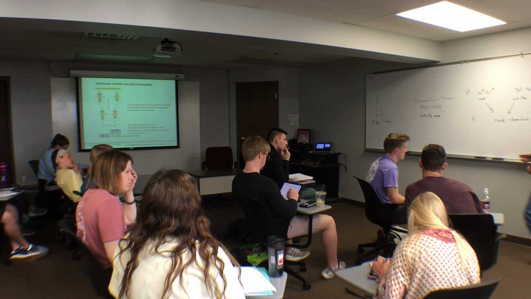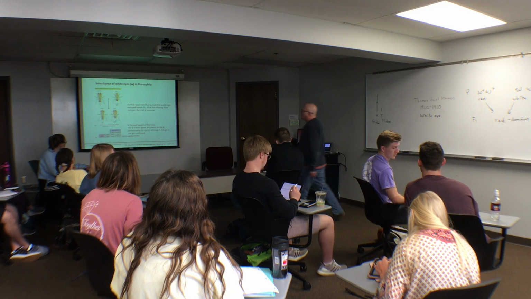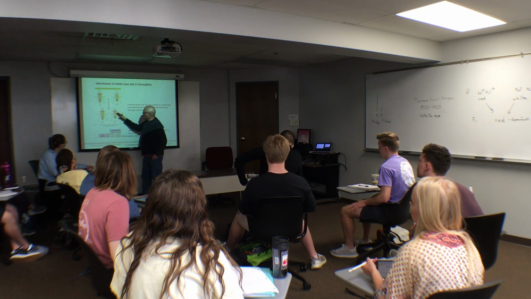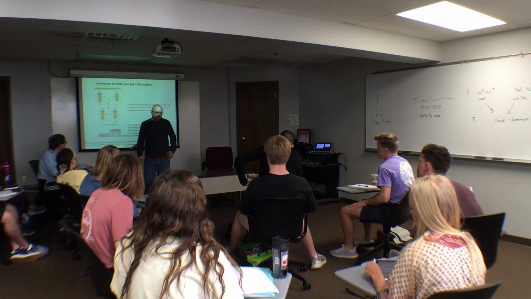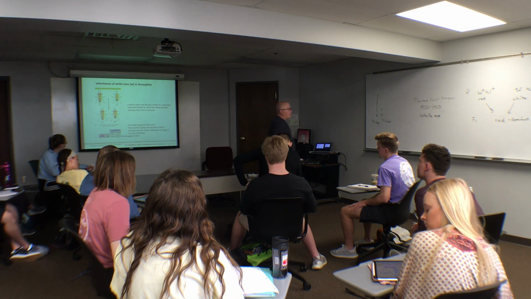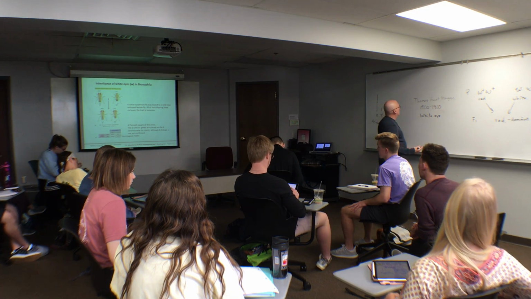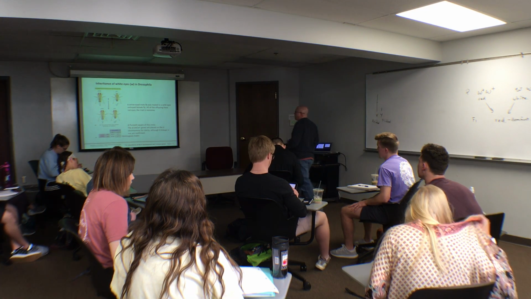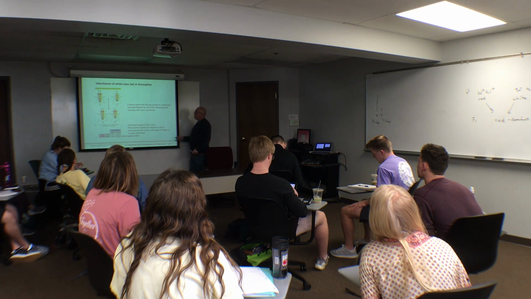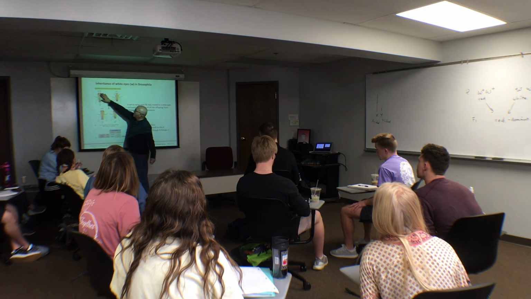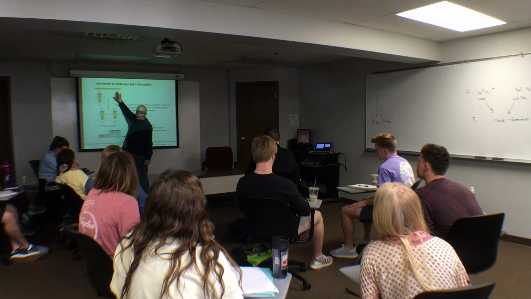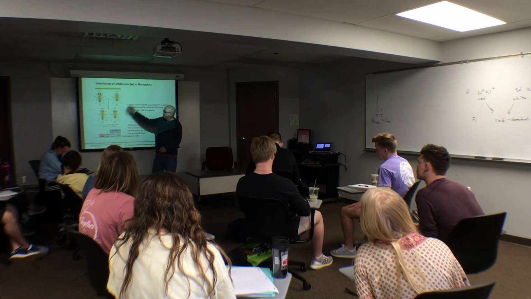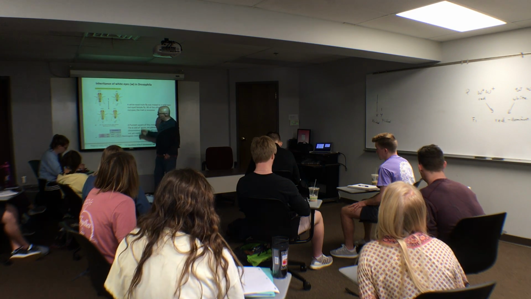And so when he crossed a white-eyed male with a red-eyed female, he got a bunch of offspring that were all red-eyed. Now, ignore for the moment that we are talking about something that occurs on the X chromosome and doesn't occur on the Y chromosome, because he didn't know that at the time.